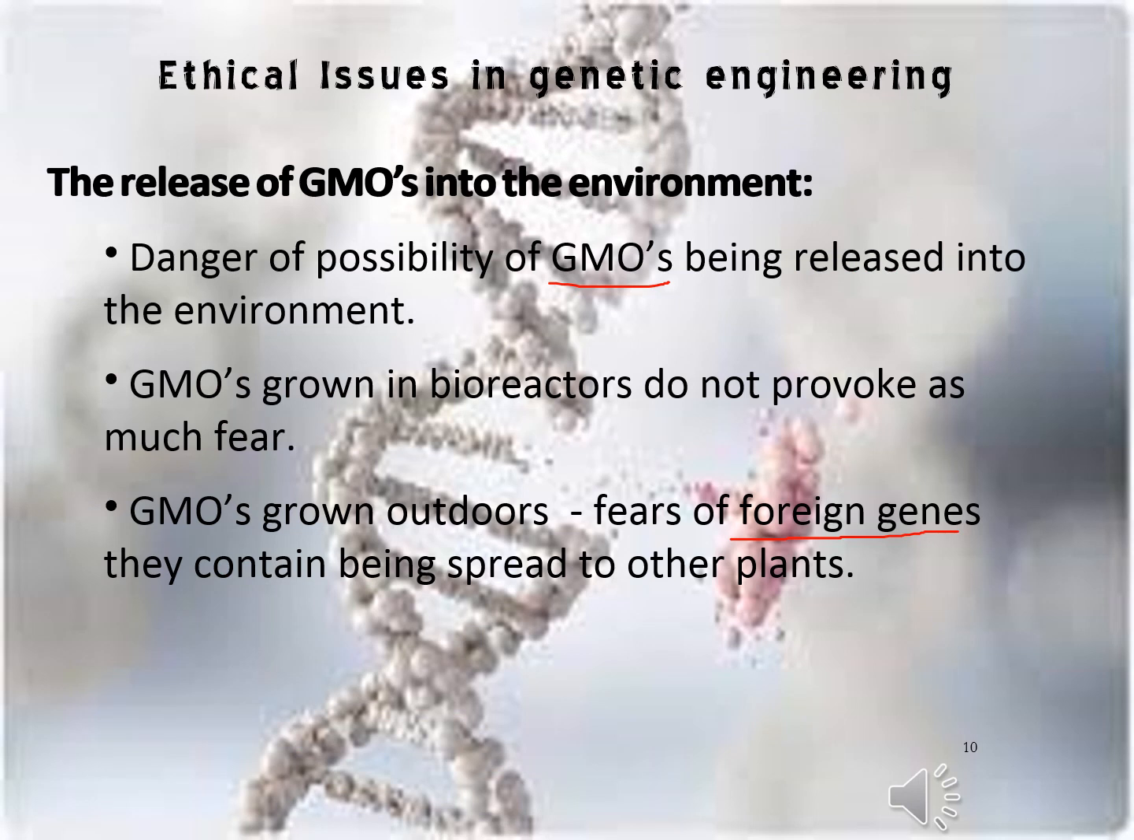Ethical issues in genetic engineering. The first one is the release of GMOs into the environment. If GMOs are released into the environment, there is a possibility of danger. They can be grown in bioreactors, which do not provoke as much fear. If GMOs are grown outdoors, there is a fear that the foreign genes they contain will spread to other plants. It could have a negative impact on traditional farming practices.